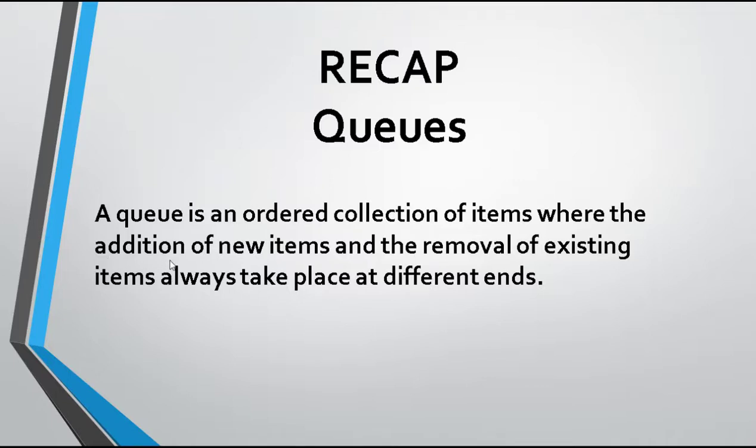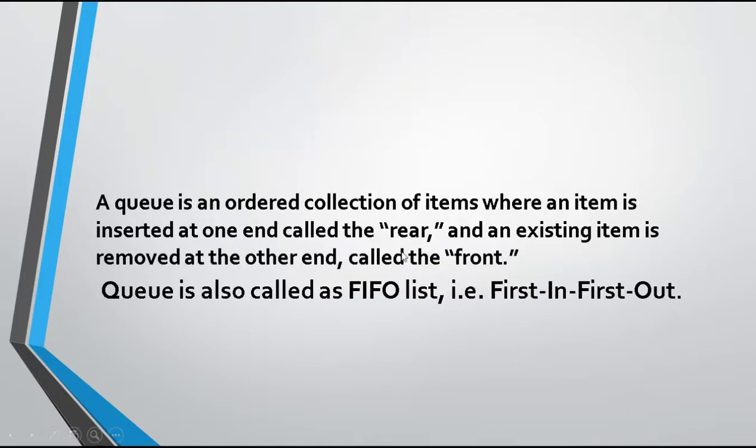The insertion takes place at an end called the rear, and deletion takes place at an end called the front. So the elements which are to be inserted will be inserted at the rear end, and the items that have to be deleted will be deleted from the front. What is a queue called? It is called a FIFO list. What do you mean by FIFO? FIFO means first in, first out. The item that has been inserted first will be removed first.